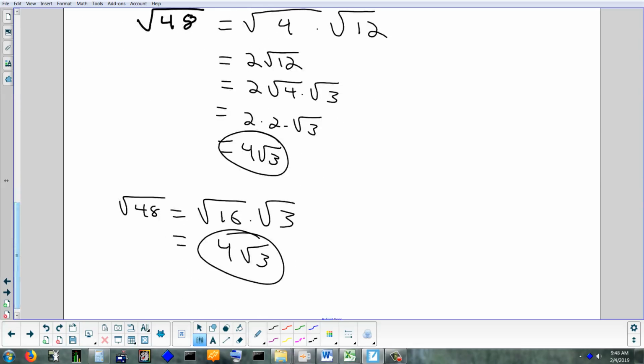Questions on that? Yep. Can you also go with like the tree thing? Yeah, if you do a tree thing and then you get the final answer and you get that, that's perfect. Yep. As long as you get 4 square roots of 3, you did it right.